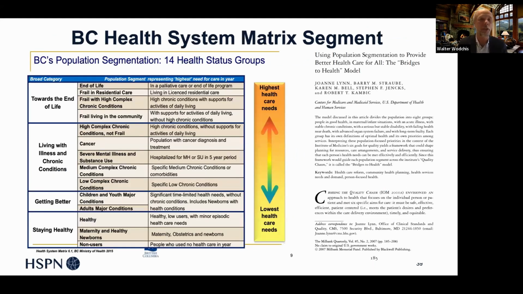Another one that we use is the BC Health System Matrix, which is built out of an idea that people encounter the health care system with different needs. It asks: are you trying to stay healthy? Are you getting better, with an acute condition? Do you have to live over the long term with chronic illnesses and conditions? Which conditions, and how complex are they? Or are you frail, older, and heading towards the end of life, being up at that top area where we think they're the highest needs? So this is another model of looking at your client population.